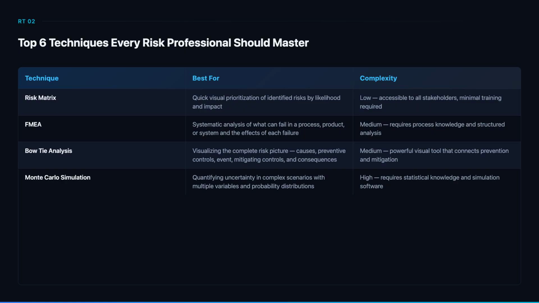Monte Carlo simulation runs thousands of scenarios using probability distributions for uncertain variables. It produces a range of outcomes with confidence intervals rather than a single point estimate. Essential for financial risk, project scheduling, and any context where multiple uncertainties interact. The course demonstrates Monte Carlo for project cost estimation and cybersecurity risk quantification.